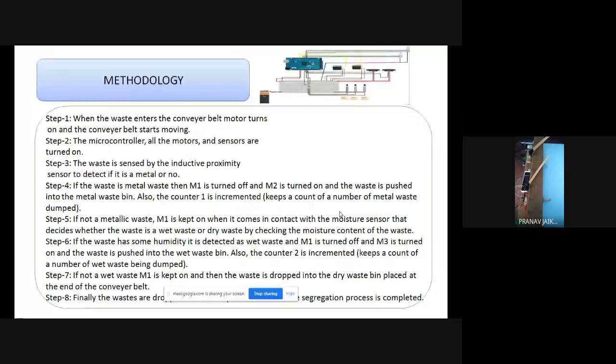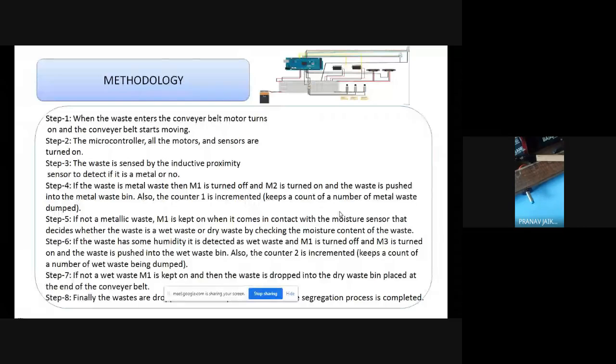Good afternoon, everyone. I'm Pranav Jaikant, and I'll be explaining the components of our model. First, we've used an Arduino in order to connect the laptop to our circuitry. This is the conveyor belt over which the waste will be placed in order to be segregated. We have two sensors, namely the inductive proximity sensor and the moisture sensor. The inductive proximity sensor is to test whether the waste is metal, and the moisture sensor is to test whether it is wet. The wastes are placed on the conveyor belt in order to be segregated.